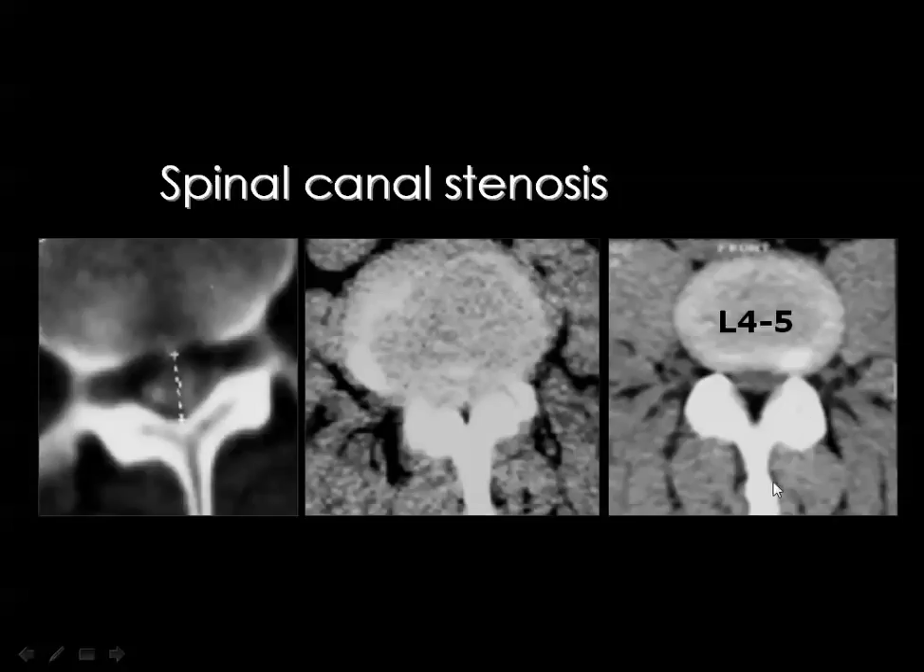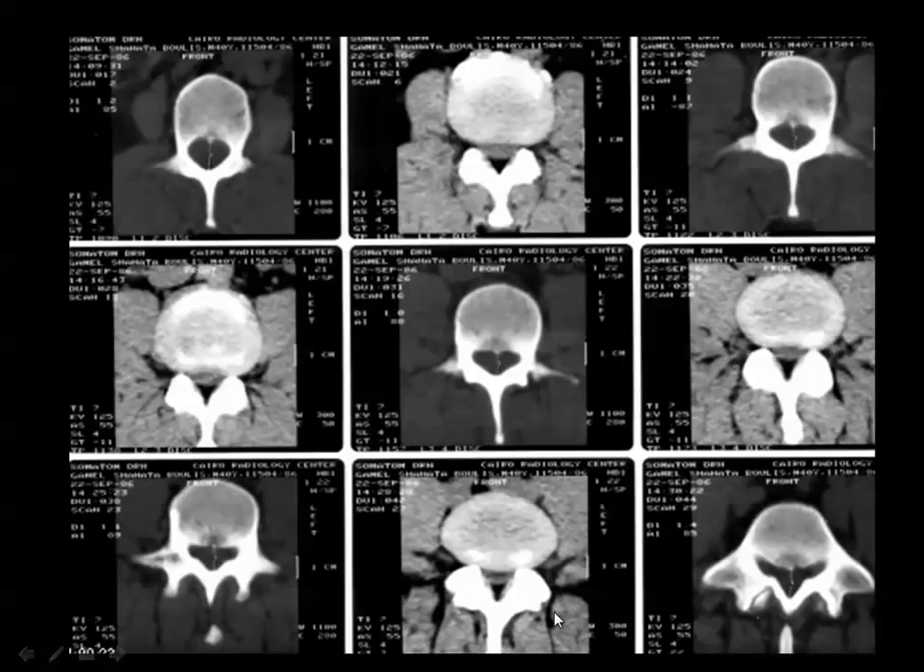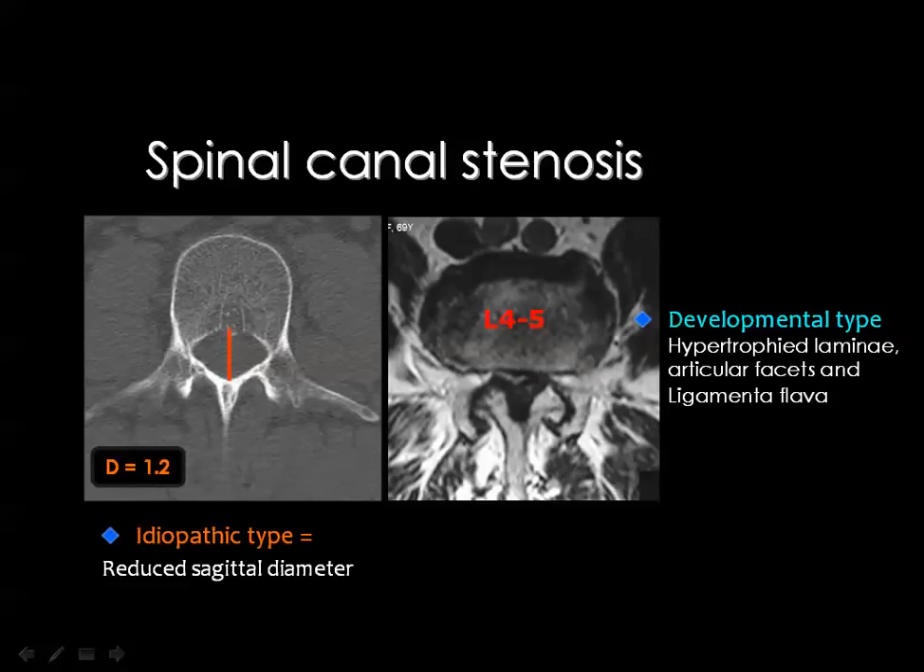This is the normal appearance of the spinal canal. You can see the ligamentum flavum, and you can see that the cecal sac is good. There is adequate epidural fat surrounding the cecal sac. An idiopathic type of spinal canal stenosis means that the sagittal diameter of the spinal canal is less than 13 millimeters.